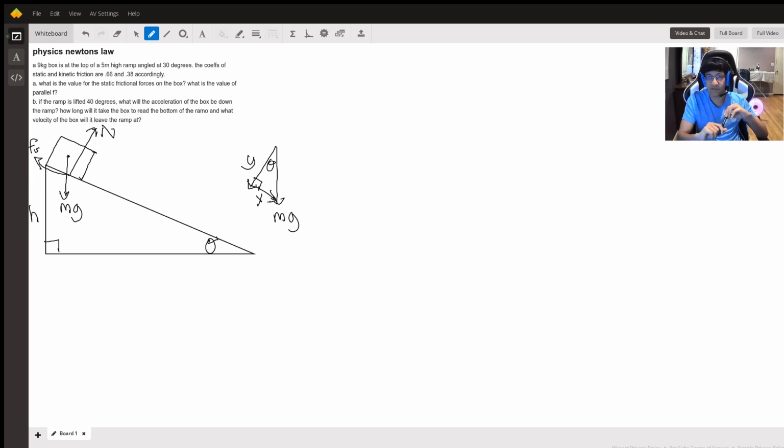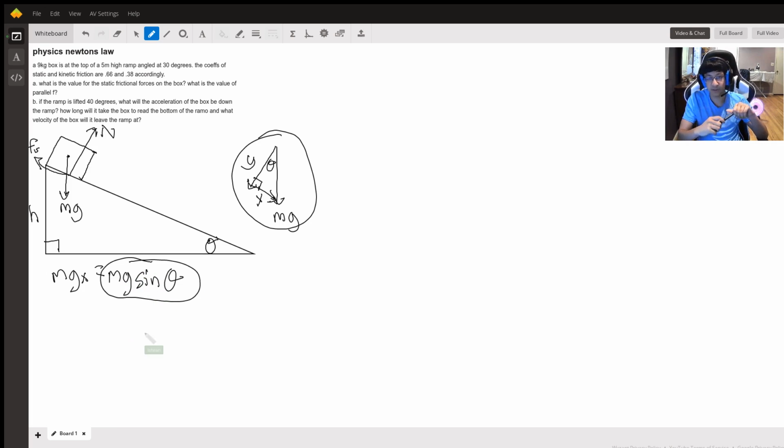Now, if we look at the first question, they ask what is the value of the parallel F? Well, they're just asking for the force of gravity that's parallel to the incline. In this case, that would be our mgx. We can get it from our little mini diagram here. It's going to be equal to mg times sine theta, because our x component is on the opposite side of our theta, and sine is opposite over hypotenuse. So we have mg sine theta. That's going to be our answer for the parallel component.